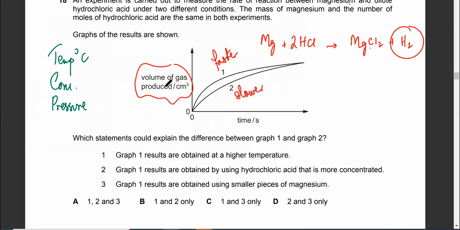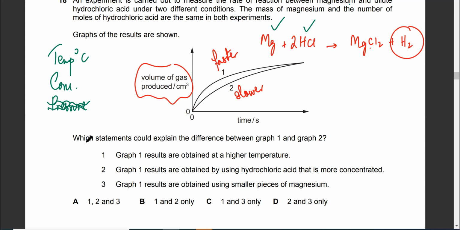But the thing with pressure is you can't really use pressure over here because pressure is for gases. This is a solid and this one is a solution. It's aqueous. So over here, pressure is not going to be a factor in this particular case. Pressure is a factor only for gases. Is this clear? Yes, sir. Similarly, concentration is only going to be a factor for solutions. Now, HCl is a solution, so it's going to be a factor. But if there were solids and gases, then concentration would not really be a factor.